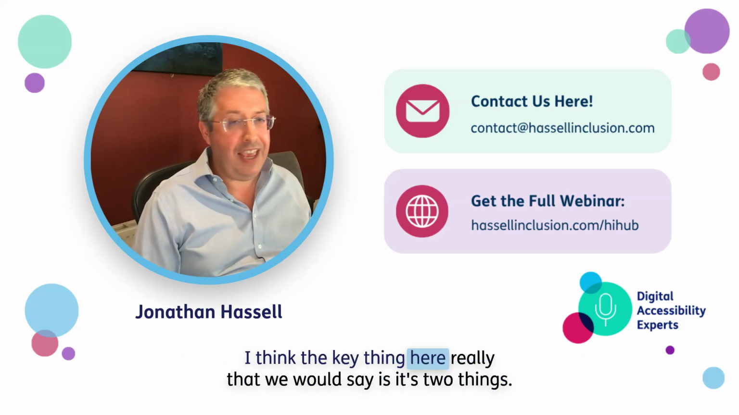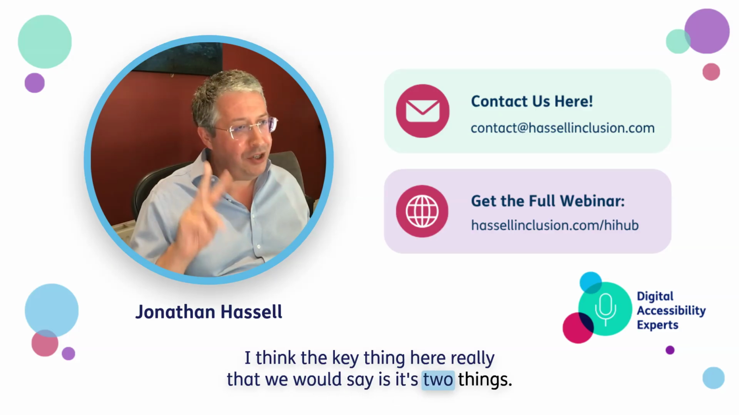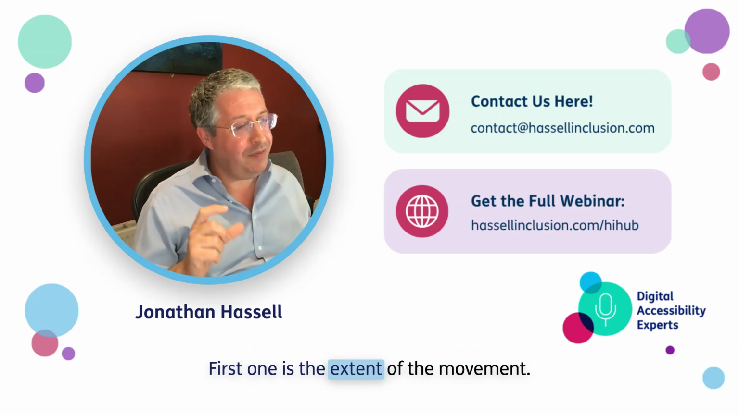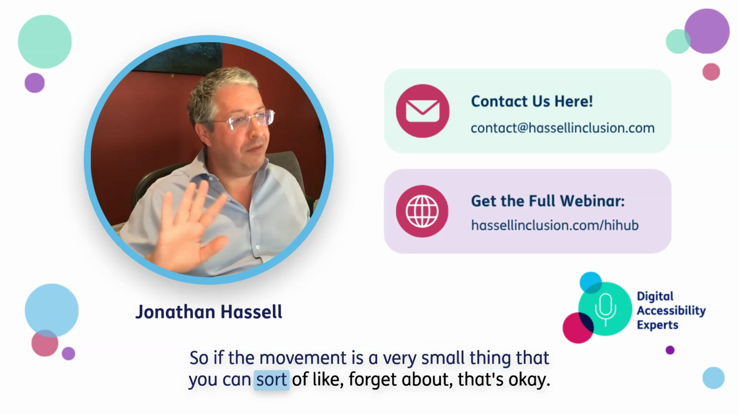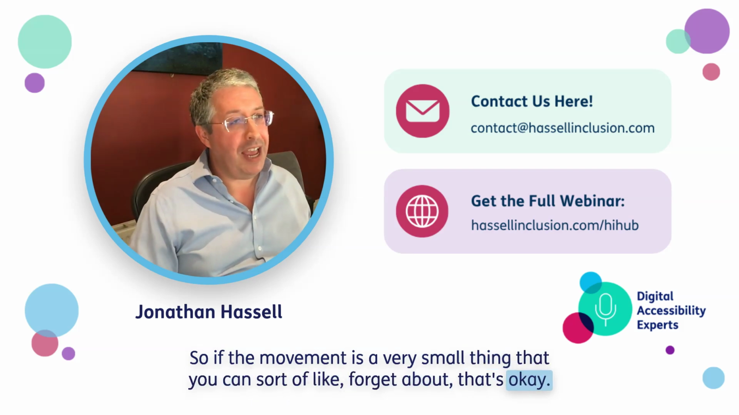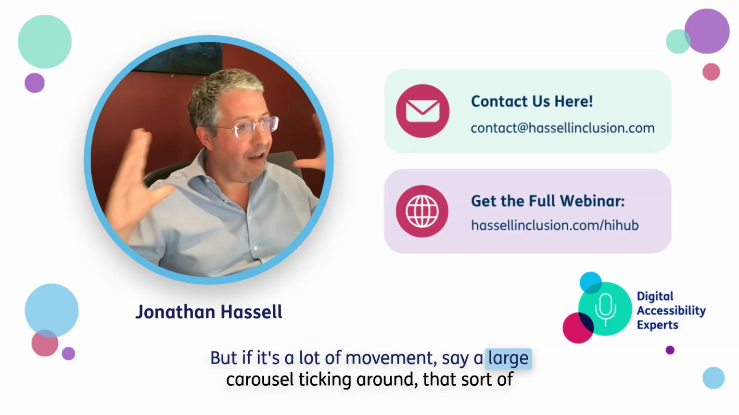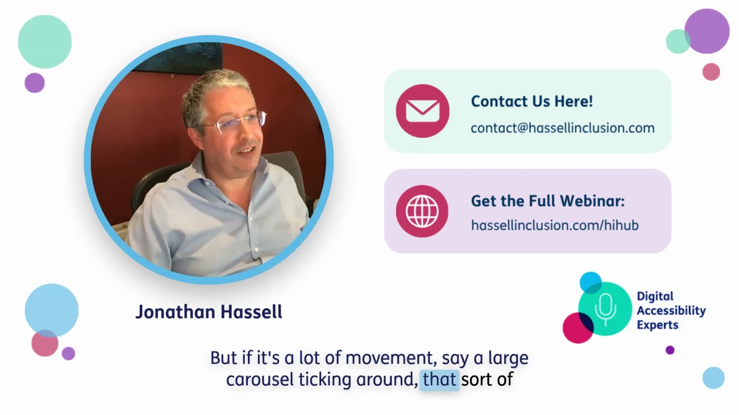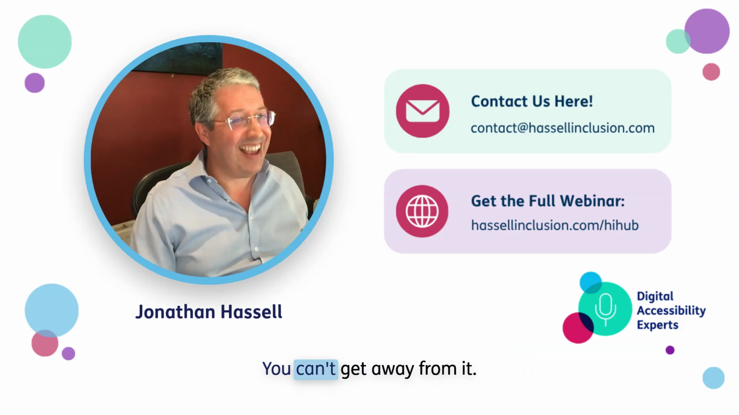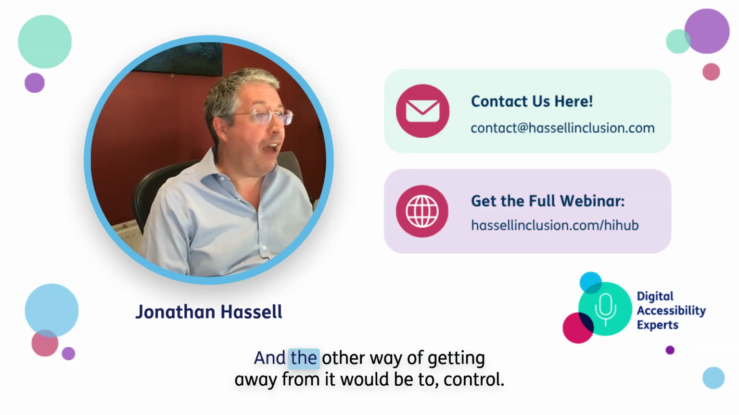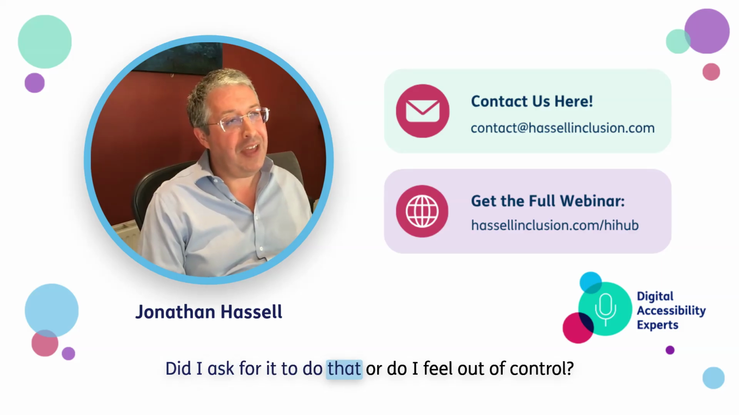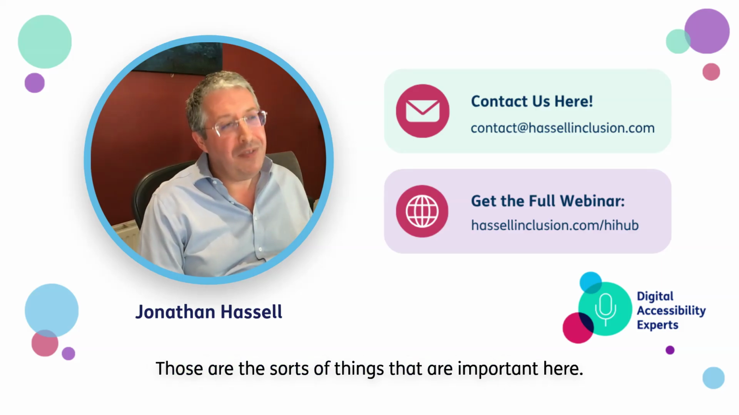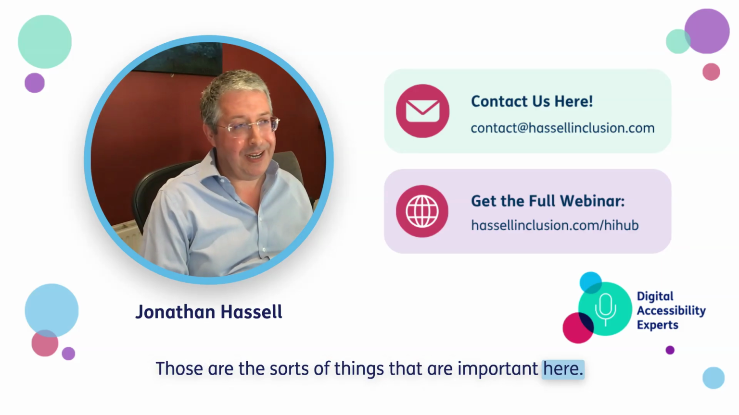I think the key thing here that we would say is it's two things. First one is the extent of the movement. If the movement is a very small thing that you can sort of forget about, that's okay. But if it's a lot of movement, say a large carousel ticking around, that can be really off-putting. You can't get away from it. And the other way of getting away from it would be control. Did I ask for it to do that, or do I feel out of control? Those are the sorts of things that are important here.